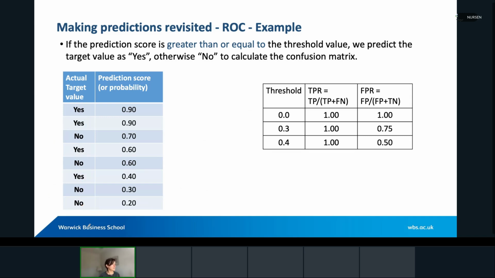So let's see another example. If we have a threshold of 0.4, all of these will be predicted as yes, and these will be predicted as no.